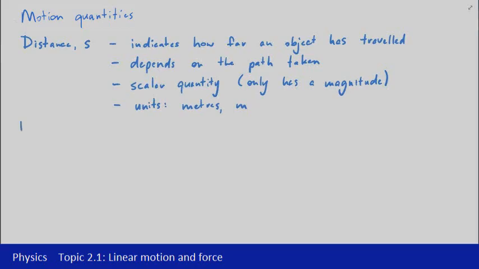The next quantity that relates to distance, but in a slightly different way, is displacement. Displacement also uses S, but with an arrow above it to indicate that it's a vector quantity. With displacement, the easiest way to think of it is that it describes the position of an object, so where an object is located. And if you're talking about where an object is located, you need to state it with respect to some reference point.